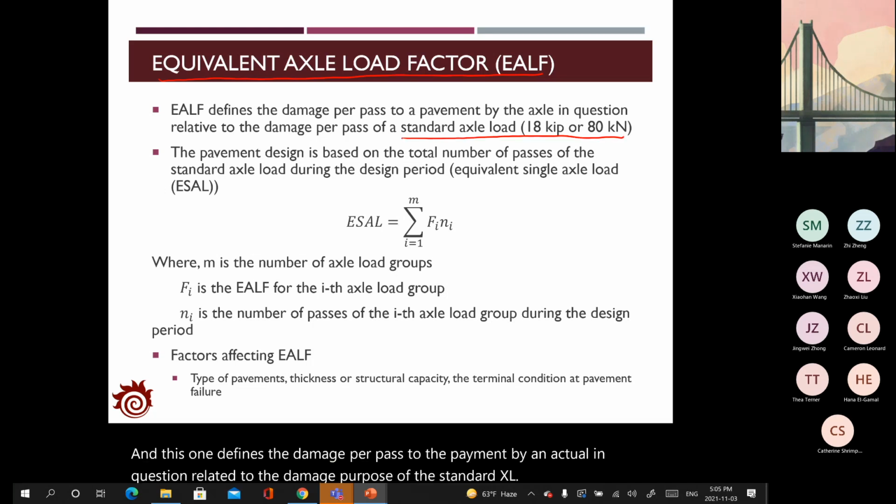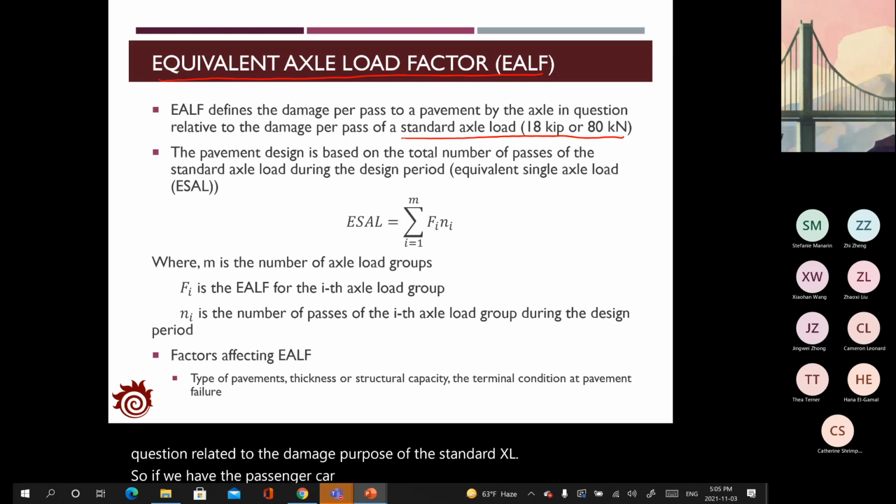So if we have a passenger car with a 10 kilonewton load, it is equivalent to 0.005 damage from the standard axle load. The pavement design for the modern design method, most of them will consider the traffic with the pass of the standard axle load during the design period. That will be the ESAL.